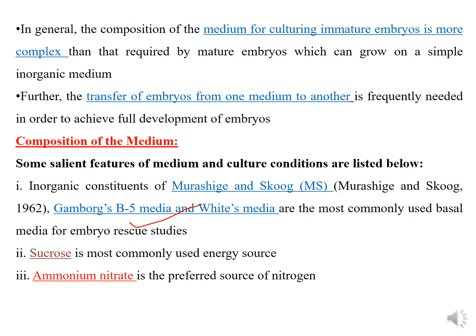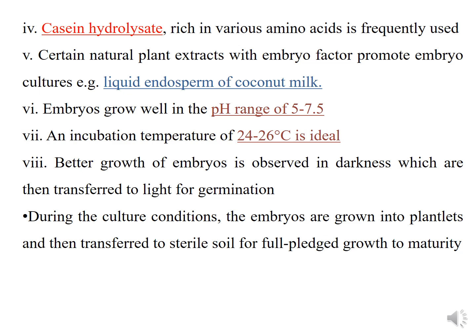The most common energy source is sucrose, and the nitrogen source is ammonium nitrate. For various amino acids we use casein hydrolysate, and natural plant extracts like coconut milk, which is the liquid endosperm of the coconut. The pH range we maintain is 5 to 7.5 and the temperature 24 to 26 degrees centigrade. These are the ideal conditions I am listing out.